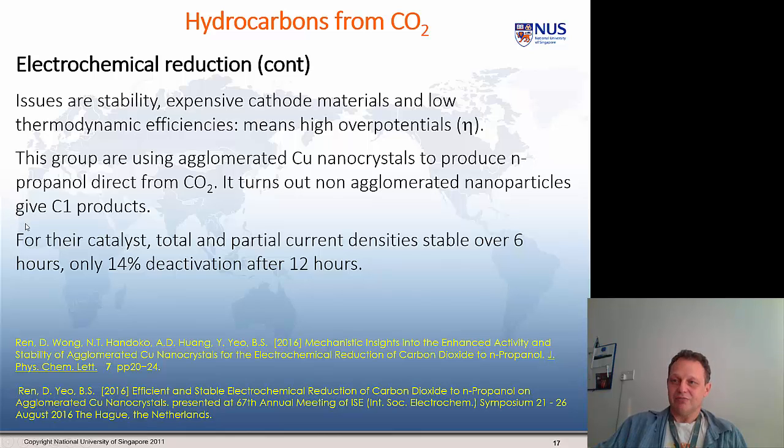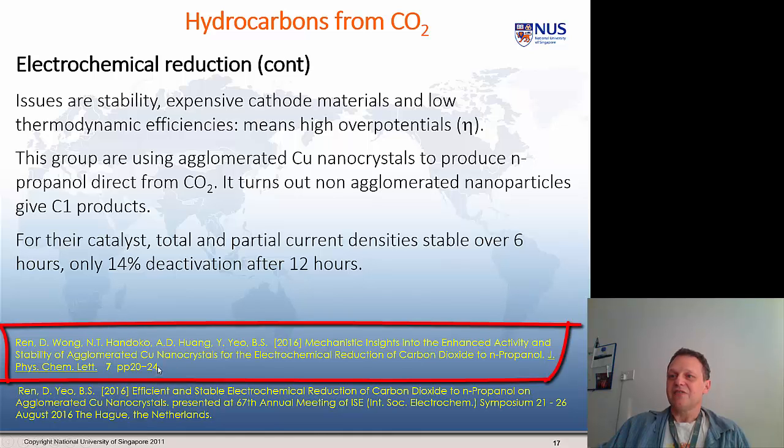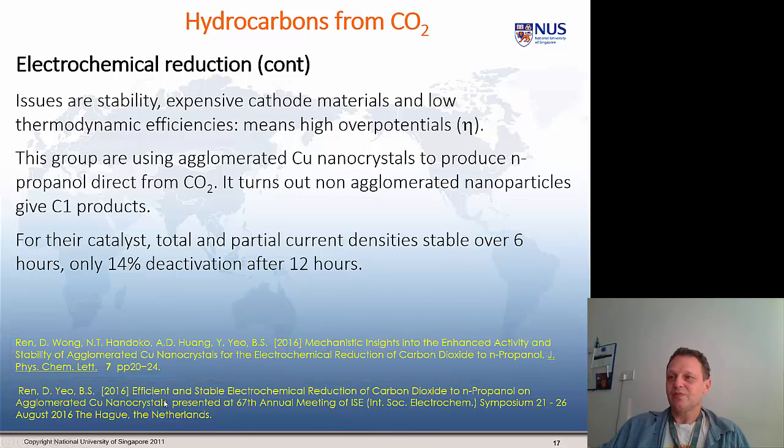And the result of their work is they seem to have developed a catalyst which is stable on a 6-hour timescale, which is significantly better than anything else around. And after 12 hours of continuous use, only 14% deactivation. So again, both of these papers, the JFIS Chem Letters paper, are in the lecture support material.